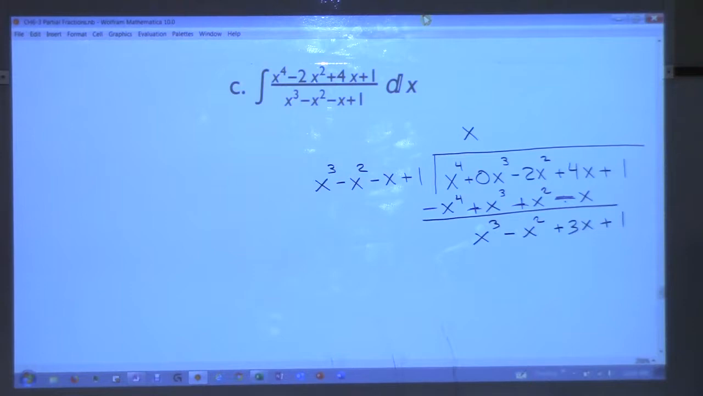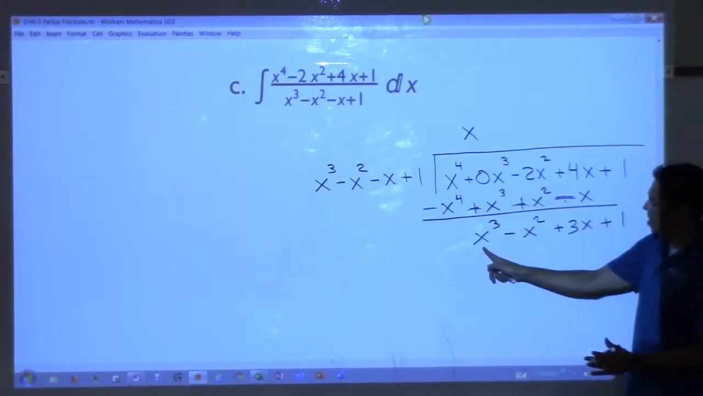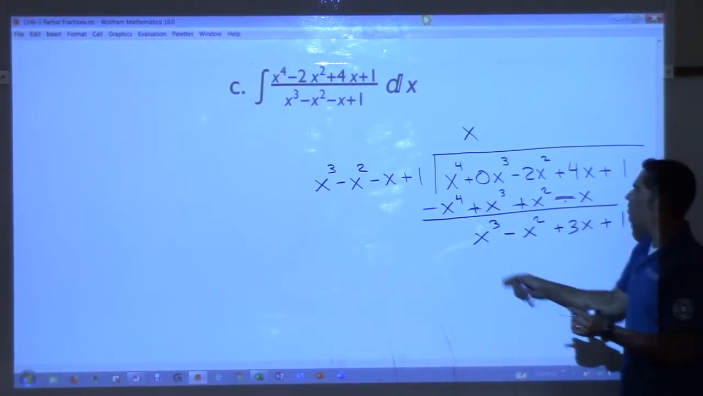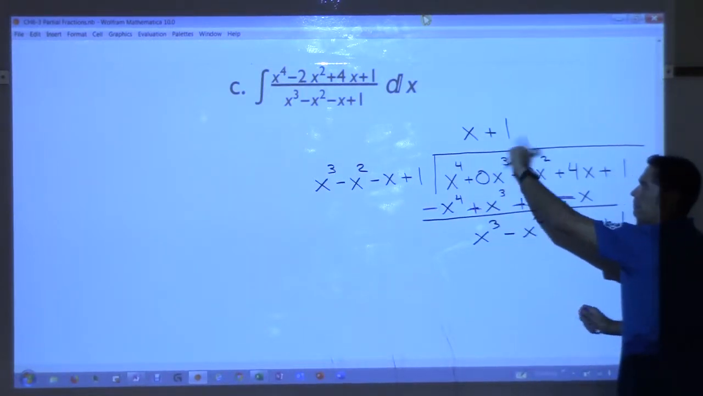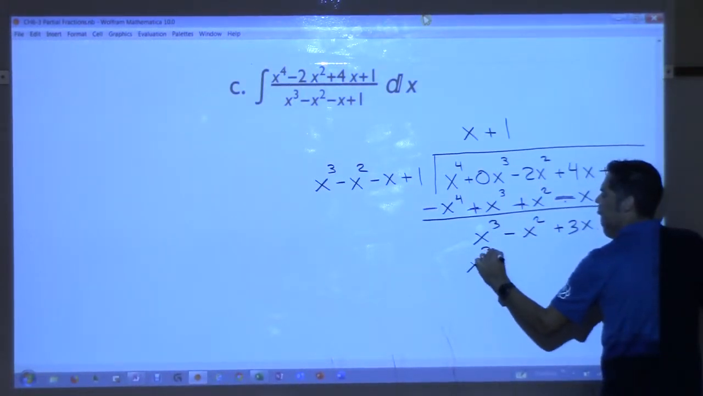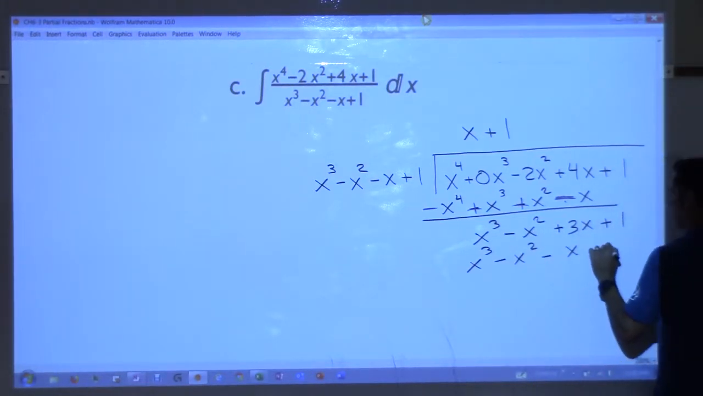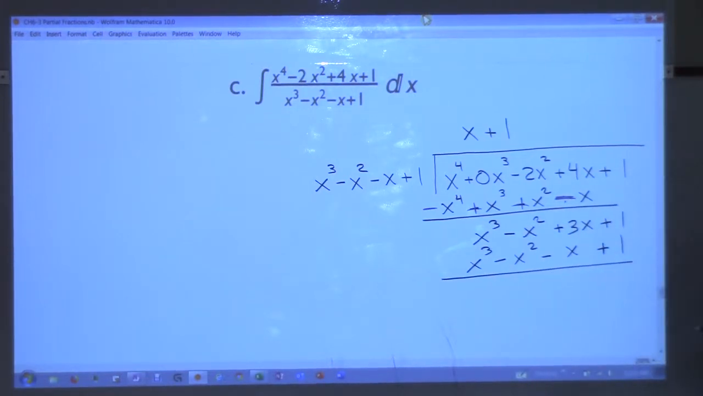And we play the game again, right? What do you multiply x cubed by to get x cubed? Or do we stop now? No, we can get x cubed to turn into x cubed. We multiply by 1. So plus 1, and then 1 times all those, right? Just don't forget to change the signs, right? Don't forget to change the signs.